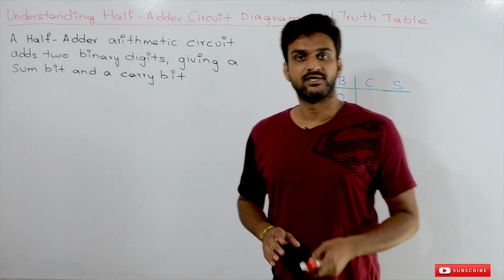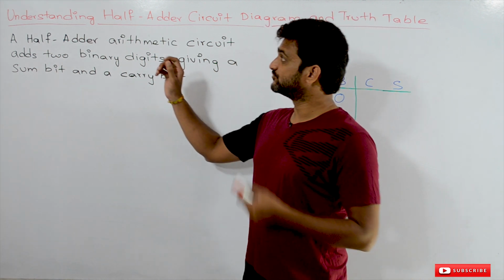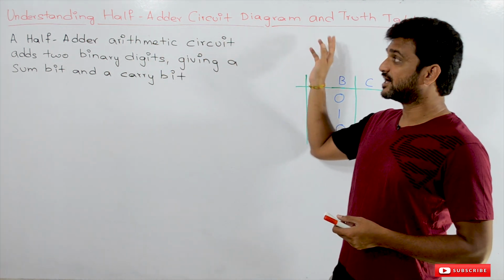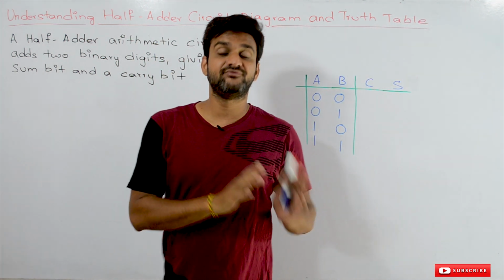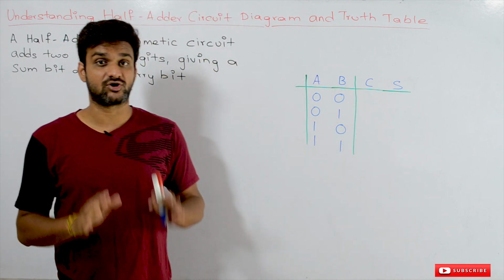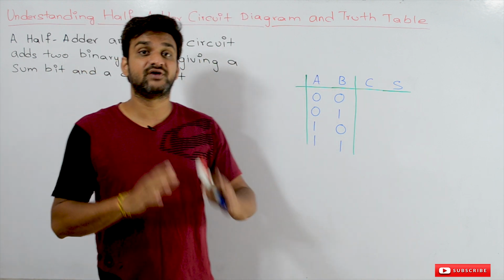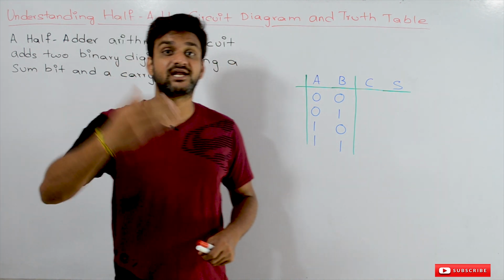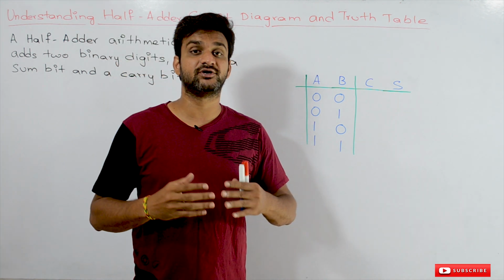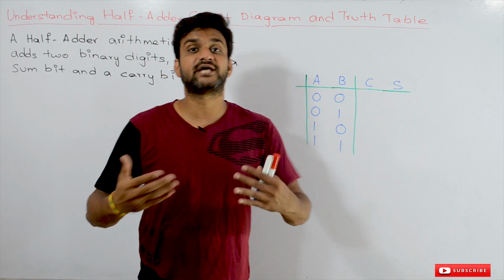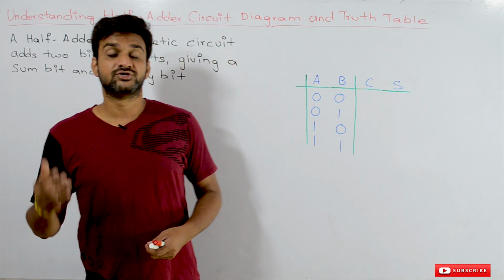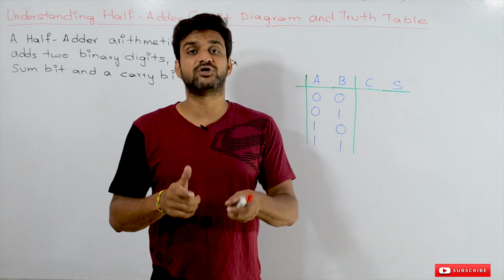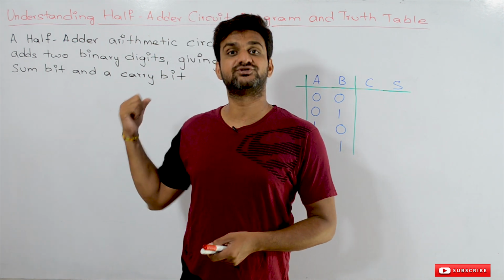I am Vikram. In this class, we will have an understanding of a half adder circuit diagram and truth table. In our previous class, we had an introduction to combinational circuits. There we clearly explained what is meant by a combinational circuit, and that we are going to understand different types of combinational circuits. The simplest possible combinational circuit among them is the half adder.